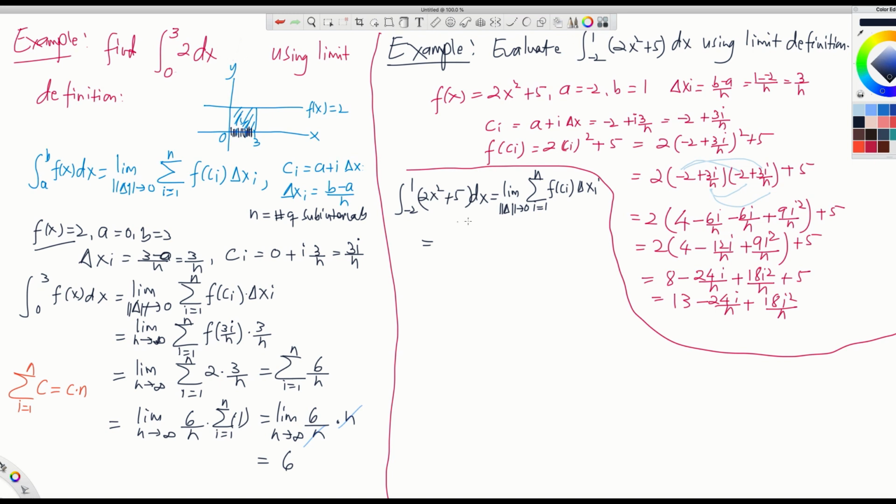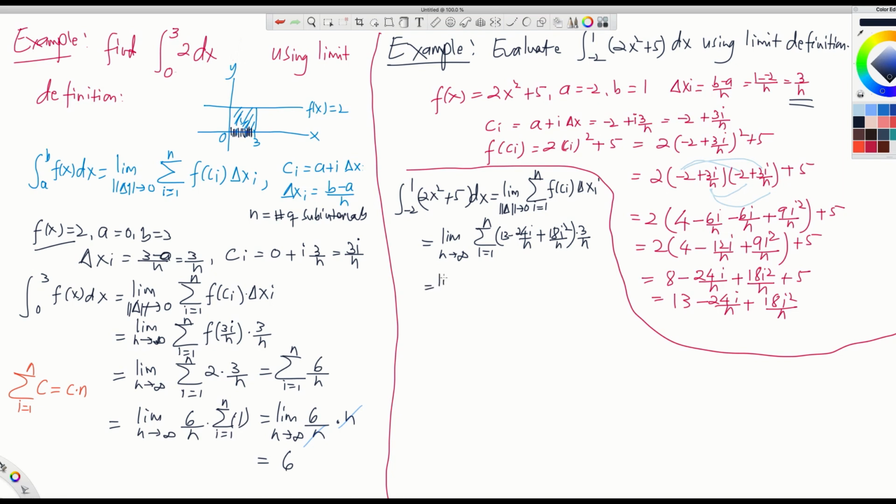So this can be written as the limit as n tends to infinity, as previous, and the summation is still there, i runs from 1 through n. What is f of ci? Just copy that term: 13 minus 24i over n plus 18i squared over n squared, and then times delta xi. Delta xi is 3 over n, that's what the delta xi is. So times 3 over n. Let me multiply everything, let me distribute this 3 over n to everybody there.